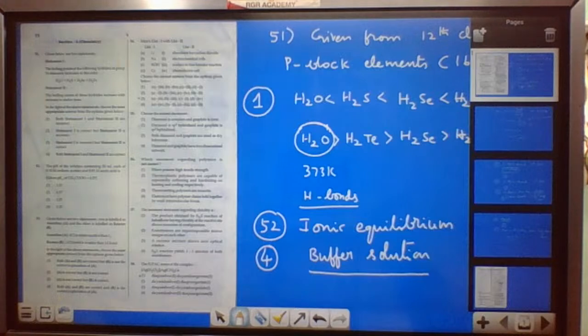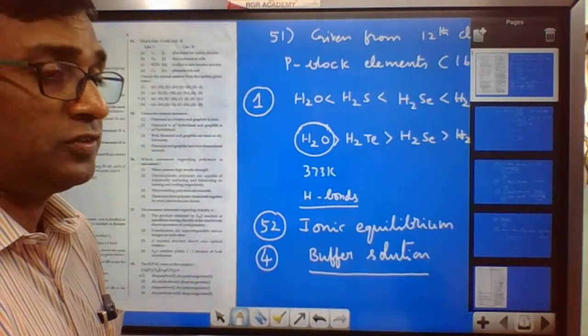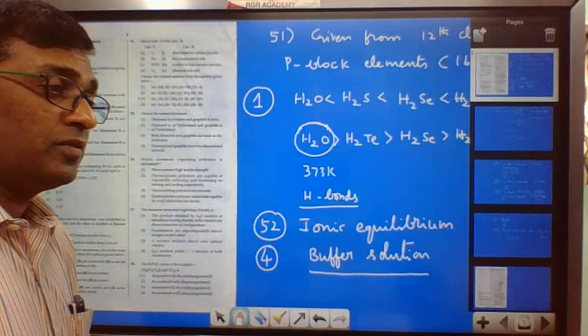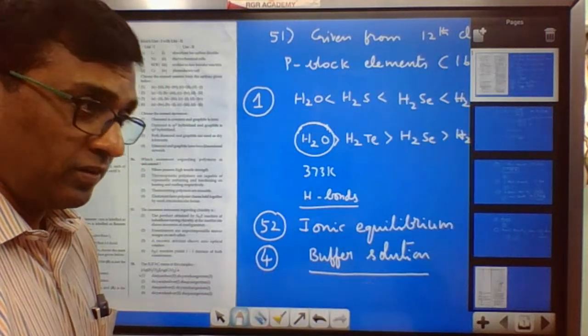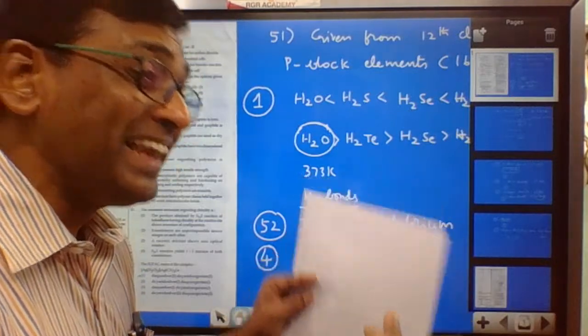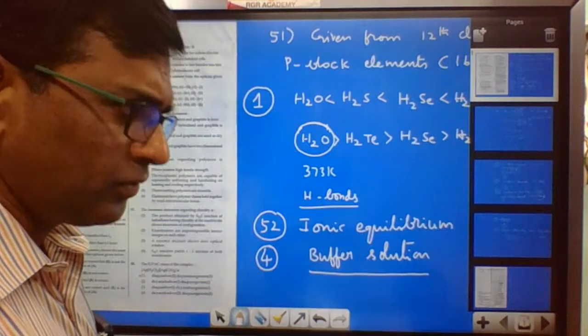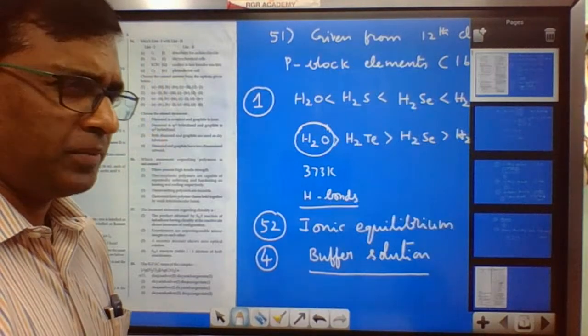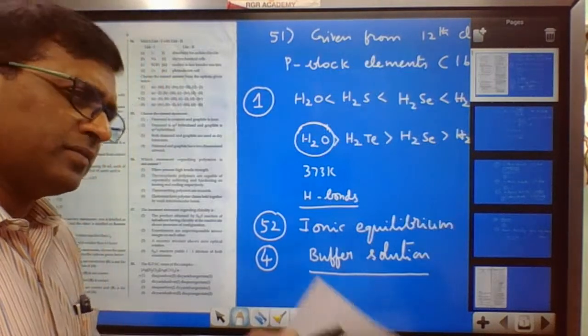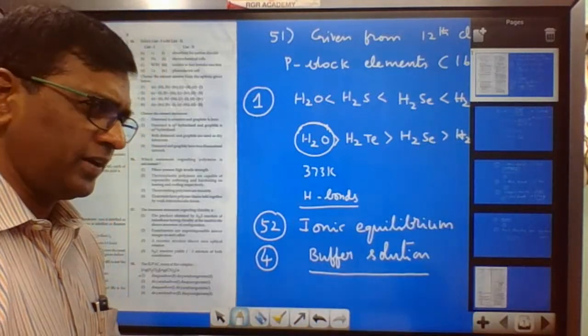A racemic mixture shows zero optical rotation. Exactly correct. A racemic mixture is an equimolar mixture of D and L forms, dextrorotatory and levorotatory, so their angles are equal and opposite, and it becomes optically inactive. Then, an SN1 reaction yields a 1:1 mixture of both enantiomers. That is not 100% correct, but as per the textbook it is 50-50.